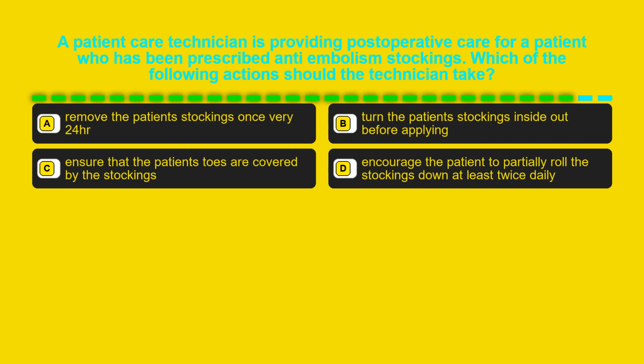Question 11. A patient care technician is providing postoperative care for a patient who has been prescribed anti-embolism stockings. Which of the following actions should the technician take? Option A. Remove the patient's stockings once every 24 hours. Option B. Turn the patient's stockings inside out before applying. Option C. Ensure that the patient's toes are covered by the stockings. Option D. Encourage the patient to partially roll the stockings down at least twice daily.